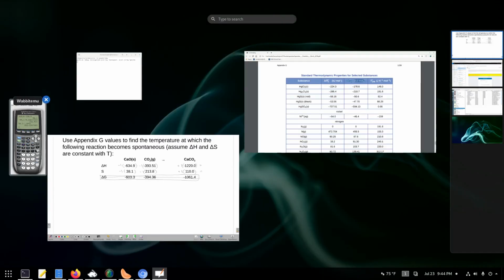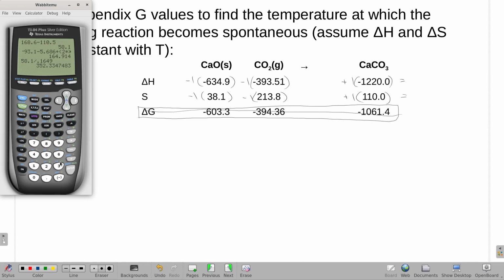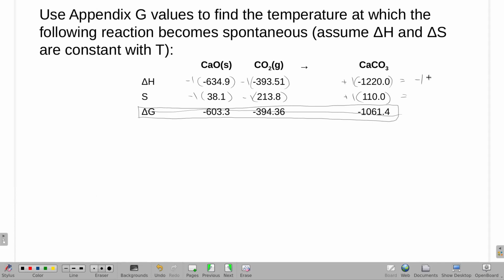And our delta H: 634.9 plus 393.51 minus 1220. I get a delta H of negative 191.5, or I'll go with 6, so negative 191.6 kilojoules per mole.